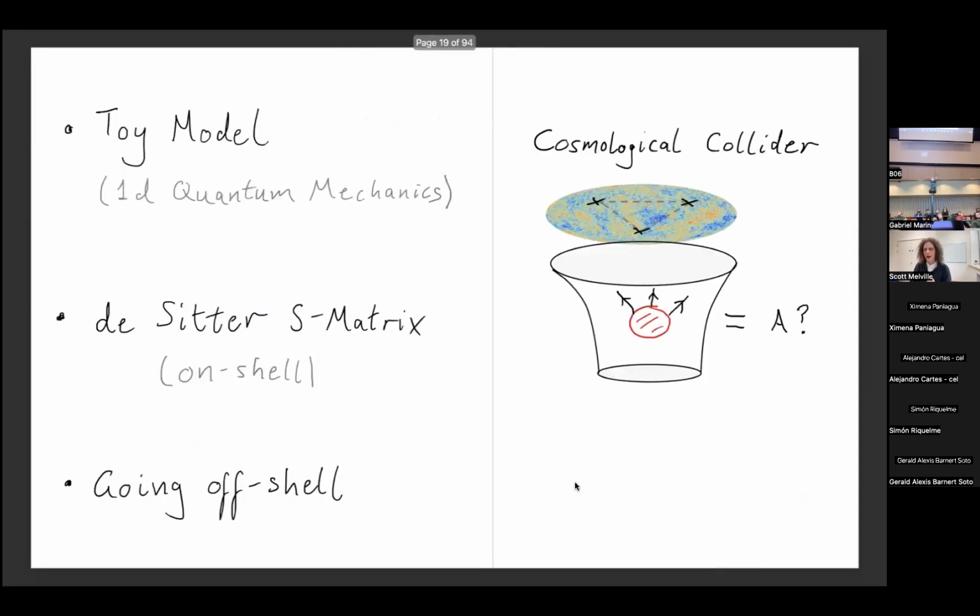Fantastic. So are there any questions about that? That's the grand big picture motivation. What I'm going to do now is go pedagogically through how we build something like an amplitude and then what we can use it for in inflation.